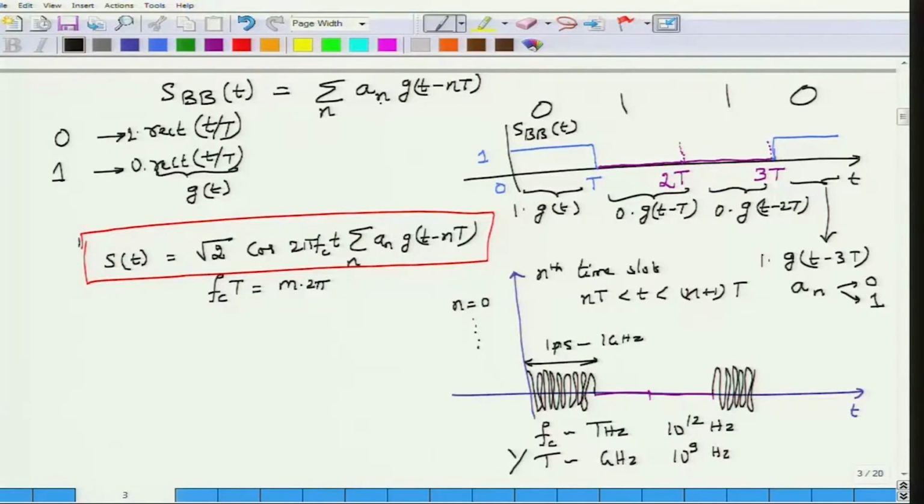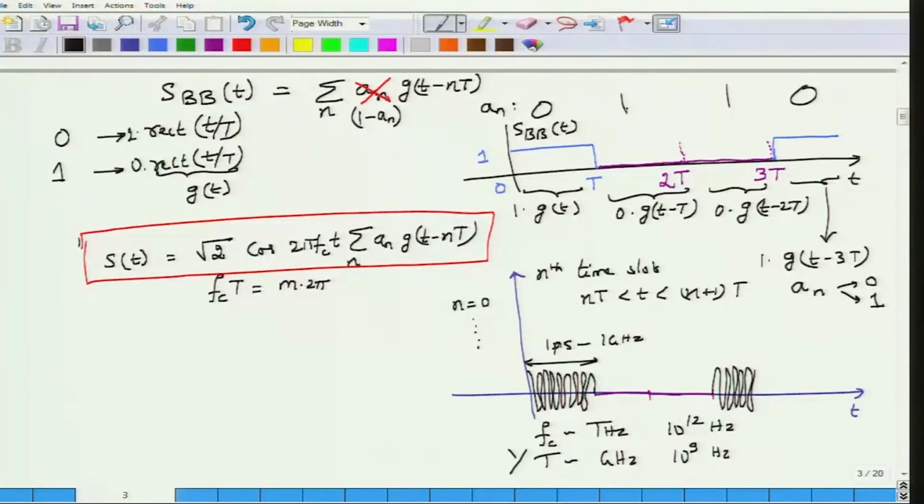So if I call this sequence a_n, then I cannot directly use a_n here. Rather than that, I will make a correction to this. What I should be using is 1 minus a_n, so that when a_n is equal to 0, the amplitude 1 minus a_n will be equal to 1, and that gets multiplied to the pulse shape, and you get this sequence from 0 to T, and when a_n is equal to 1, 1 minus 1 will be 0, and then it would be representing the bit 1.